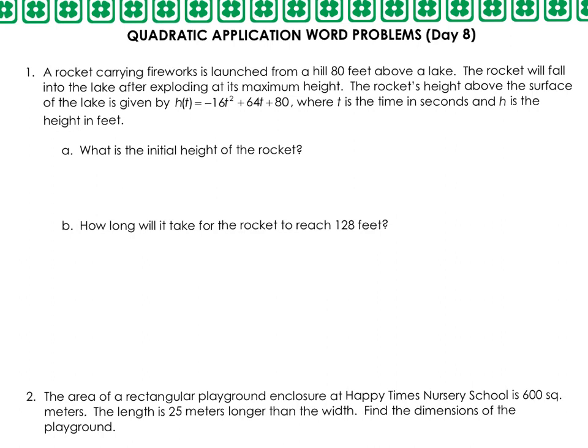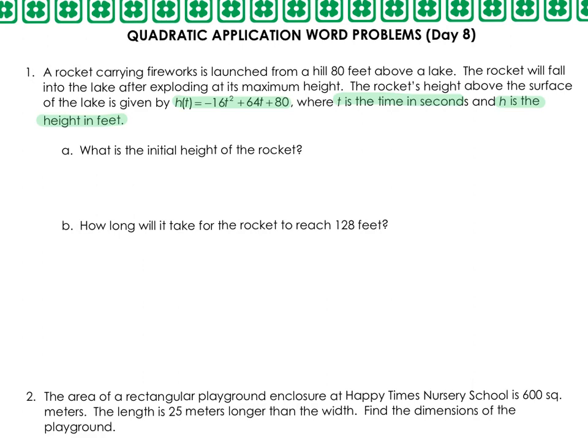real life questions. A rocket carrying fireworks is launched from a hill 80 feet above a lake. The rocket will fall into the lake after exploding at its maximum height. The rocket's height above the surface of the lake is given by this function: h of t equals negative 16t squared plus 64t plus 80, where t is time in seconds and h is the height in feet. So the first question is, what is the initial height of the rocket?